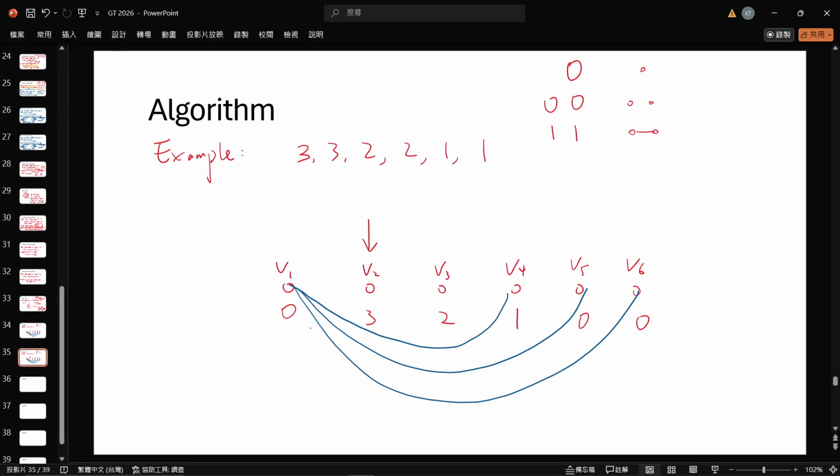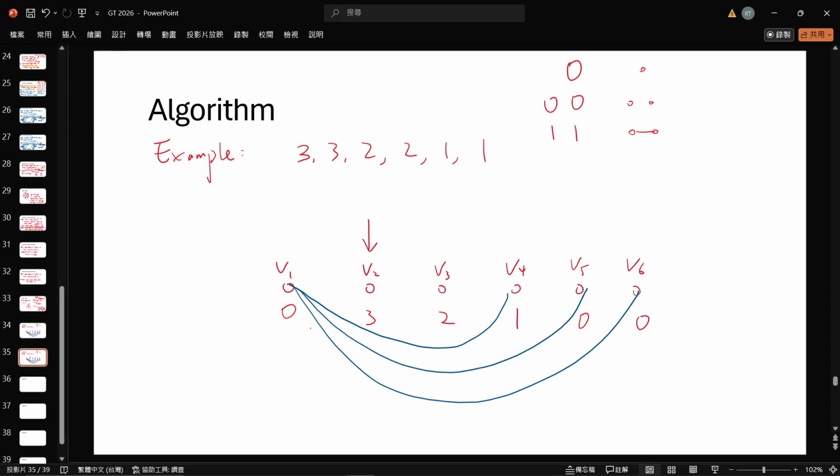But can we find 3 neighbors for V2? Which 3? V3 and V4. Yeah, but those are just 2. But we need 3. Right, so now you see the problem.